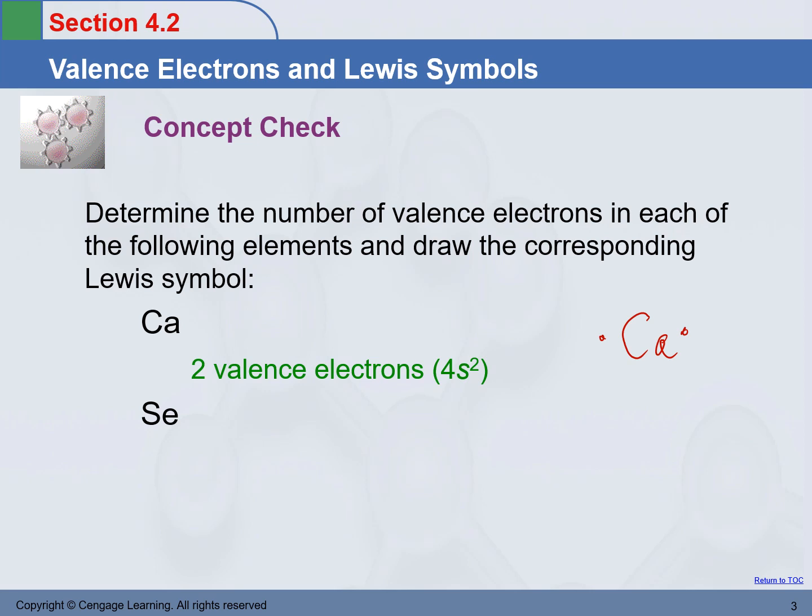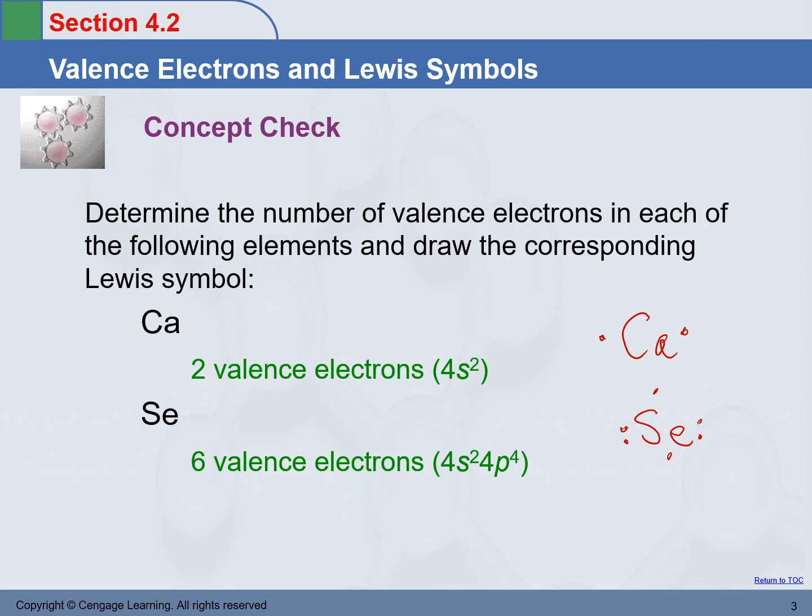Selenium. Selenium is element 34. It is in column 6A. It has 6 valence electrons. The Lewis symbol will be... Carbon. Carbon, we just did it. Carbon is in column 4A. It has 4 valence electrons. The Lewis symbol for carbon will be like that.